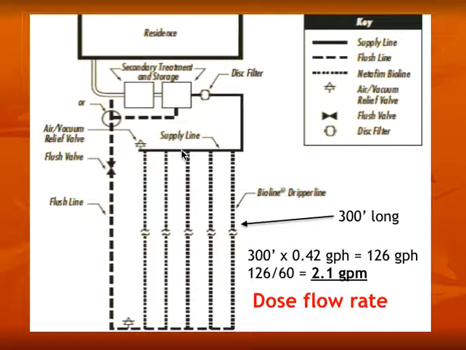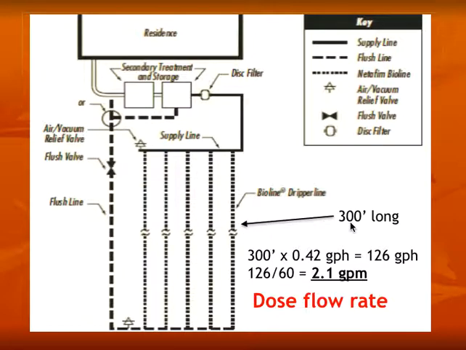So we're back to our original drawing, and we're going to illustrate the dose flow rate and the additional flush flow rate. So let's just, at this point, isolate one single lateral. We'll just pretend that there is only one lateral and these four don't exist.